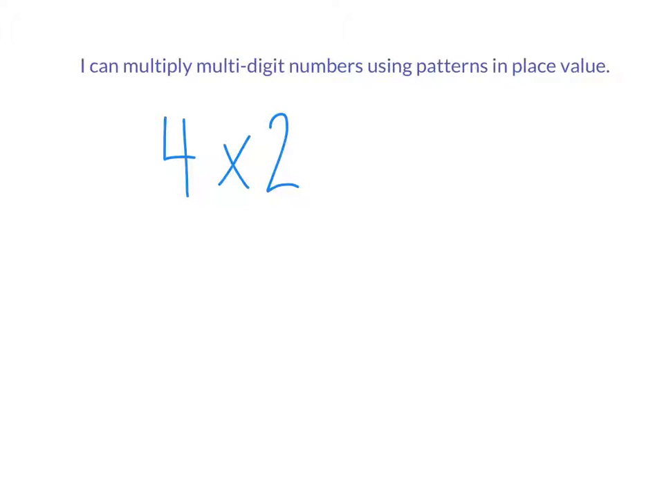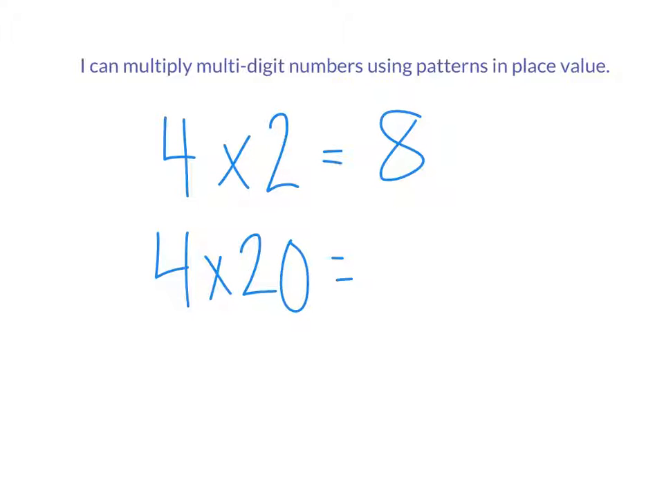So I'm just going to start with this simple problem, 4 times 2. And I know 4 times 2 is 8, but now I'm going to make it a little bit harder. I have 4 times 20. What is 4 times 20? Well, I know 4 times 2 is 8. Since I'm multiplying by a 10, I know I can add my 0 at the end. I'm in the tens place, so 4 times 20 must be 80.